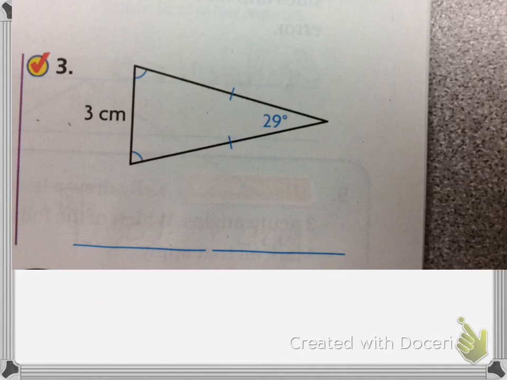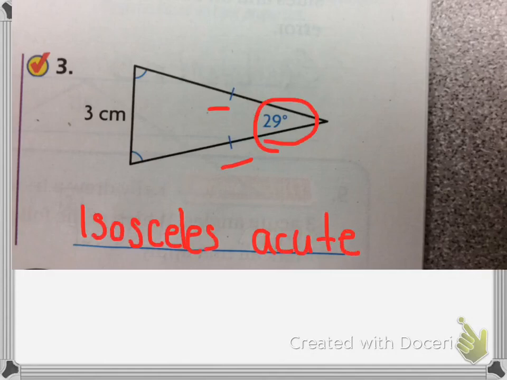Try this one on your own. Pause the video when we are ready for your answers. This is an isosceles acute triangle. There are 2 congruent sides and one angle. All 3 angles are less than 90 degrees.